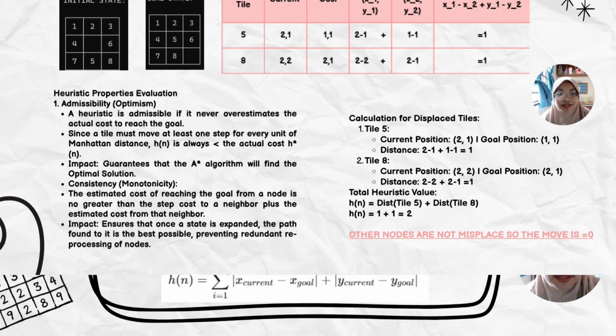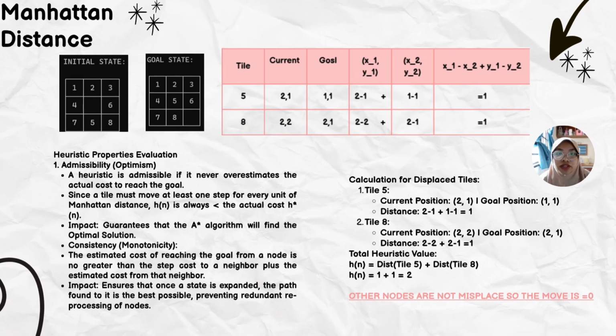Okay, next. Now let's take a look at how Manhattan distance actually works in our project. If you look at the first image, which is our initial state, you can see most tiles are already in place, except for two numbers, tile 5 and tile 8. They are in the wrong position compared to our goal state shown on the right. To find the heuristic value, we refer to this calculation table.